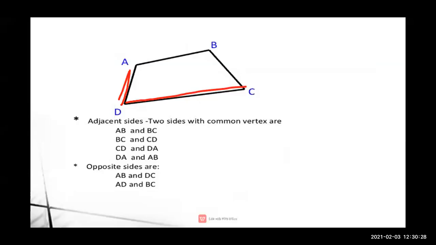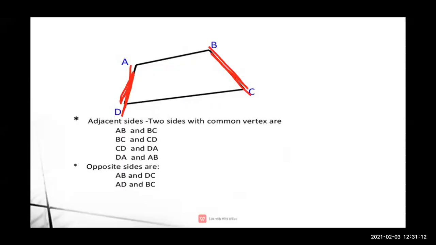I hope you people have understood what the adjacent sides are. Now next we are going to learn what the opposite sides are. Opposite means ulta. See here I have written the opposite sides. AB is one side. Uska opposite क्या है? DC. DC is our other opposite side. Now the next opposite sides are AD and BC.